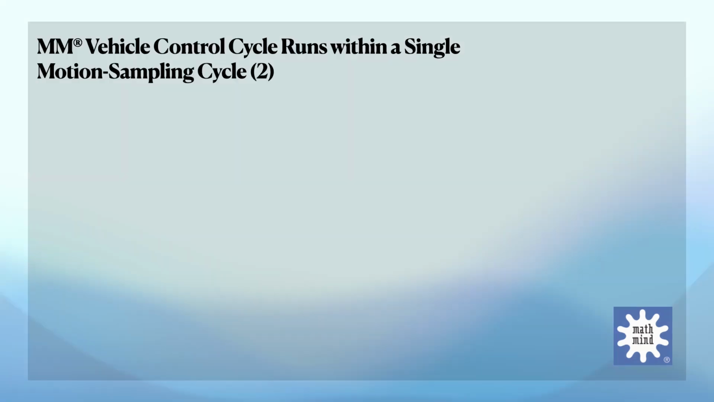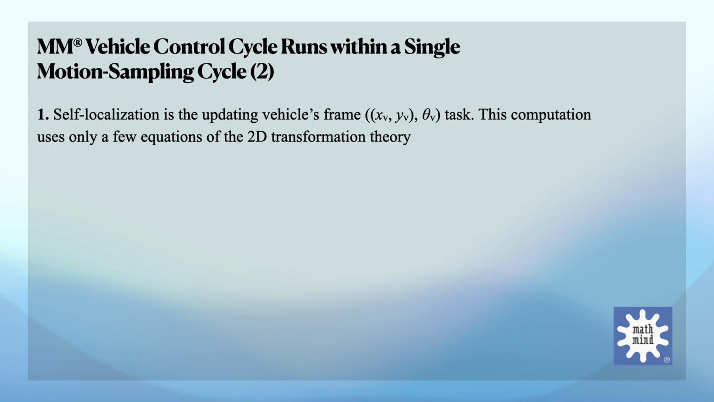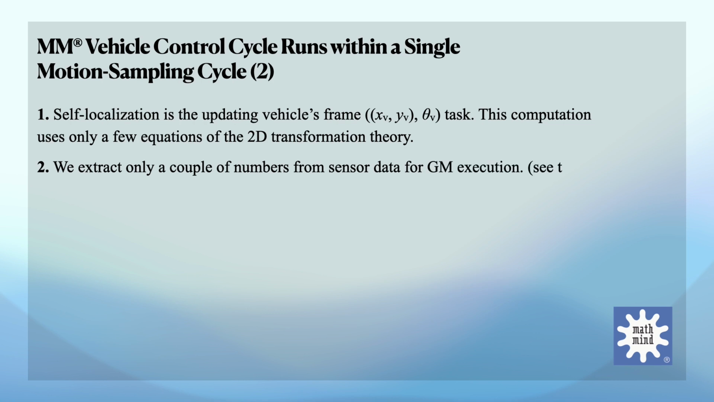Vehicle control cycle runs within a single motion sampling cycle, number 2. 1. Self-localization is the updating vehicle's frame, XV, YV, θV, task. This computation uses only a few equations of the 2D transformation theory. 2. We extract only a couple of numbers from sensor data for GM execution. See the next slide. Input parameters for GM.